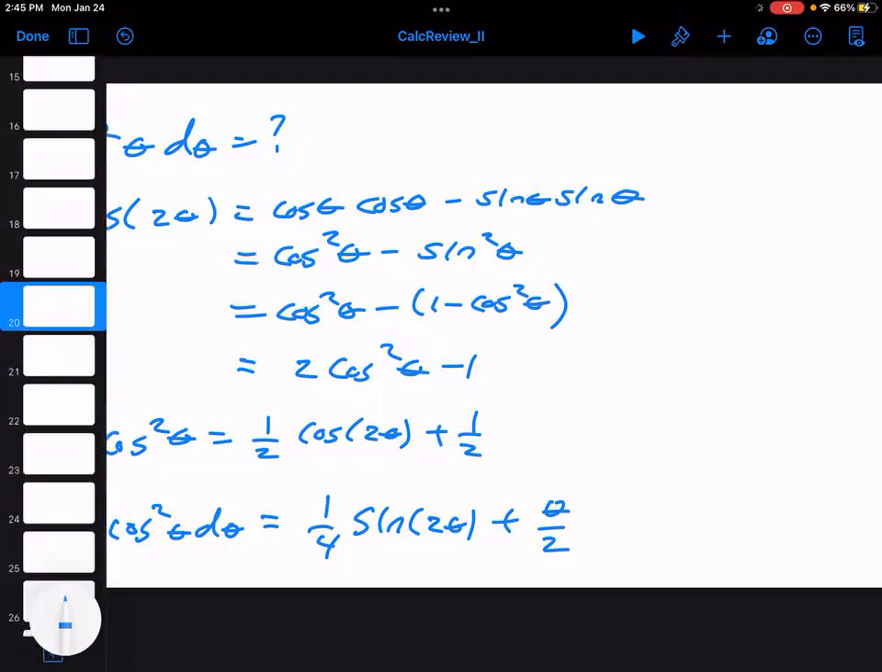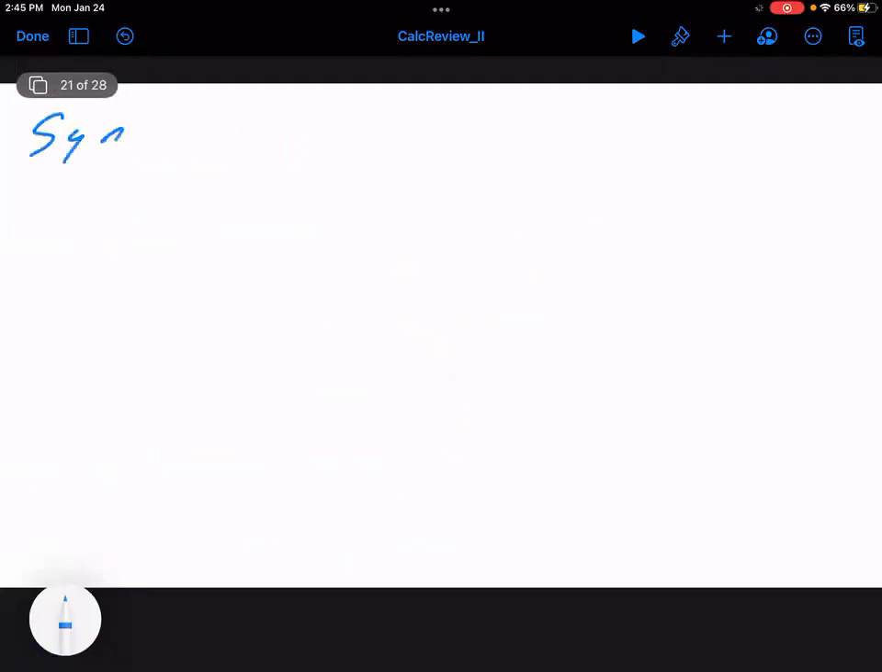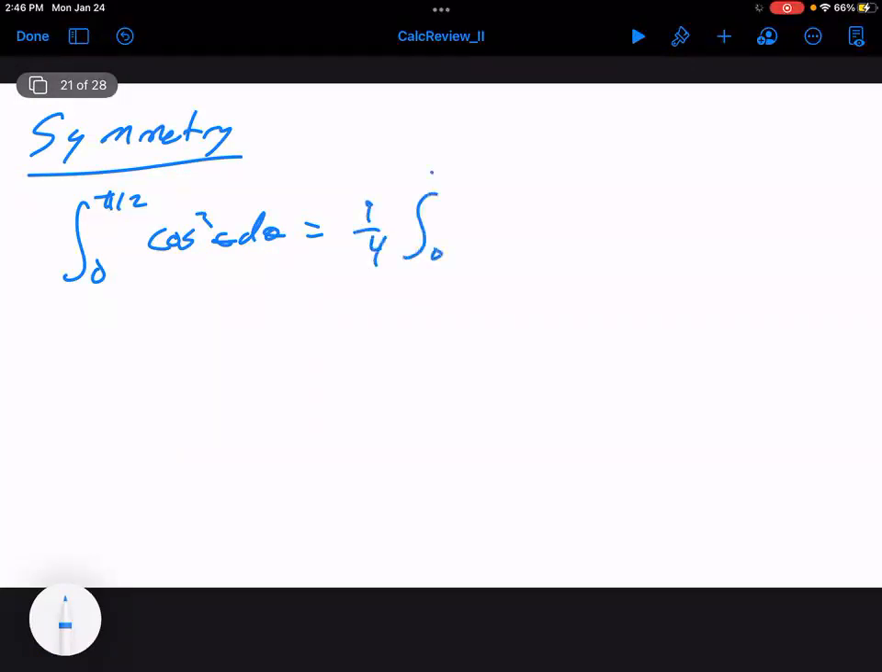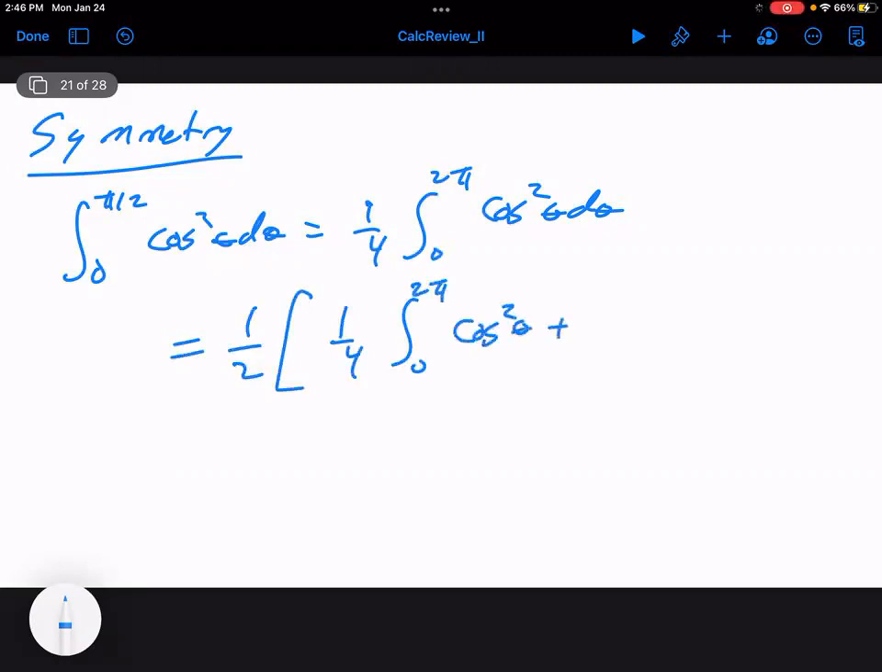Another way you could do this problem is to use the idea of symmetry. And again, the goal is to just put some things on your radar. The integral from 0 to pi halves of cosine squared of theta d theta, well, with a little bit of inspection, that should be the same as 1/4 the integral from 0 to 2 pi of cosine squared of theta d theta because of how similar cosine is. But cosine and sine are the same function shifted by 90 degrees. So this should be 1/2 of 1/4 of the integral from 0 to 2 pi of cosine squared theta plus sine squared of theta d theta. Because the integral of sine squared should be the same as the integral of cosine squared.